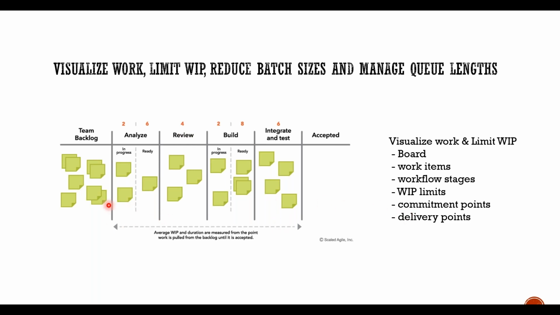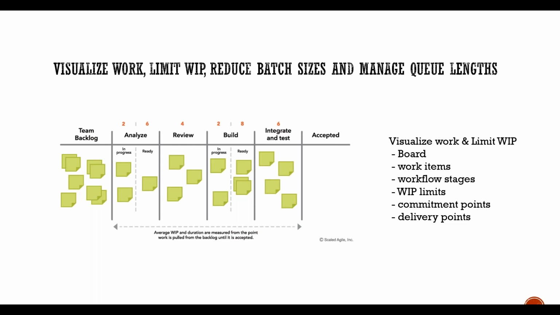Then you can have commitment points. The point here is, from the team backlog to analysis, how many items you are taking. This could be your commitment point, and this could be your delivery point here. The time taken from the commitment point till here is your lead time. If the customer asks when will I receive the item, it is the time from where you have committed till your delivery point. So you can visualize all of this work using a Kanban board.